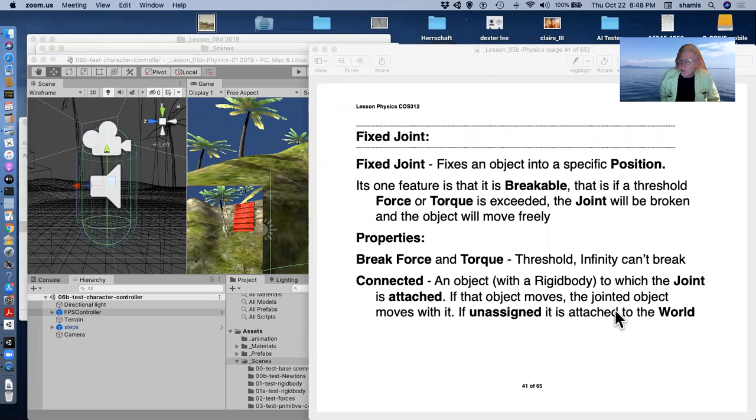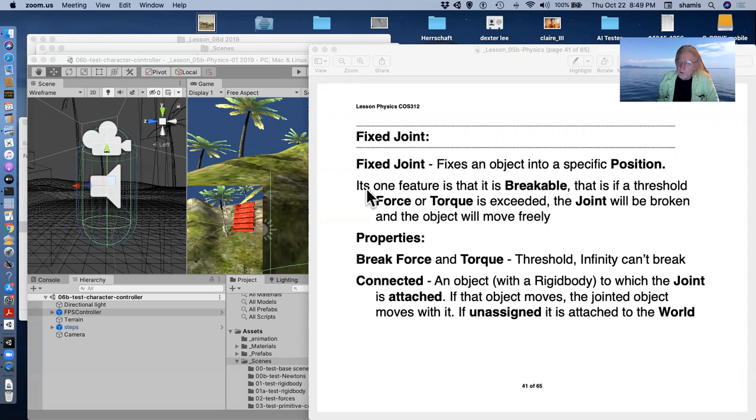So joints, I mentioned as one of the components: the rigid body, the collider, and the joints. Joints allow us to connect two objects, and we'll see a number of different types of joints. Let me show you an example of this. In particular, I'll show you the fixed joint. The fixed joint attaches two objects to each other in a rigid fashion. It's fixed. Their orientation is fixed.